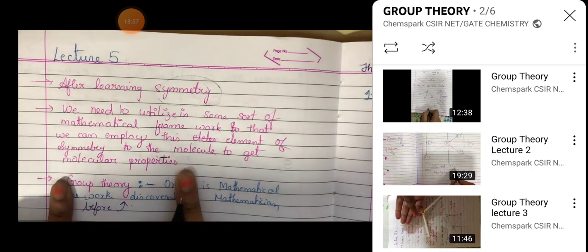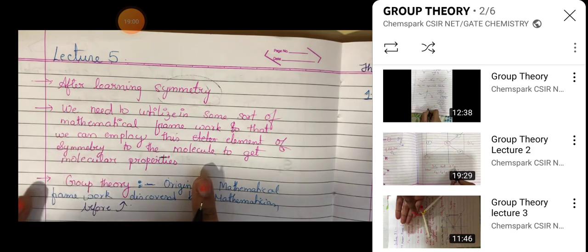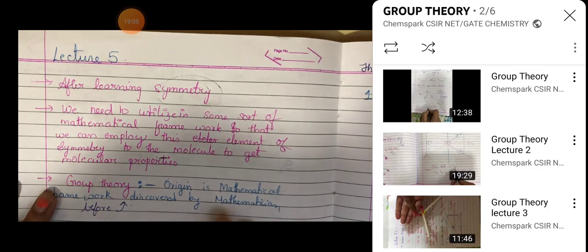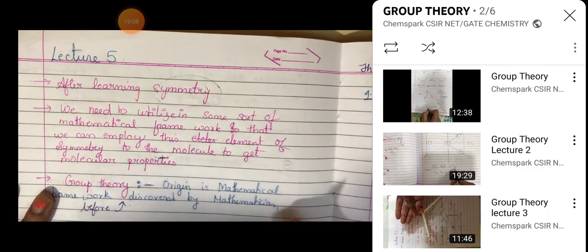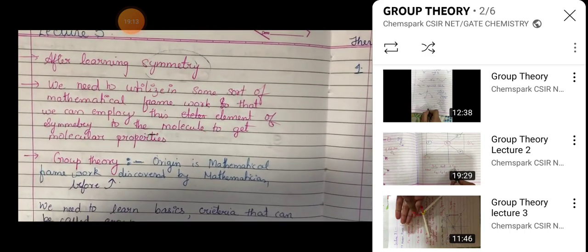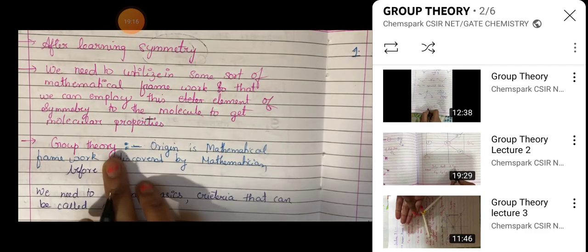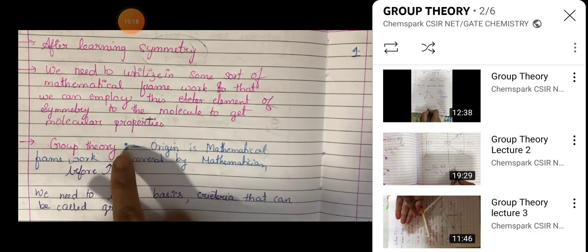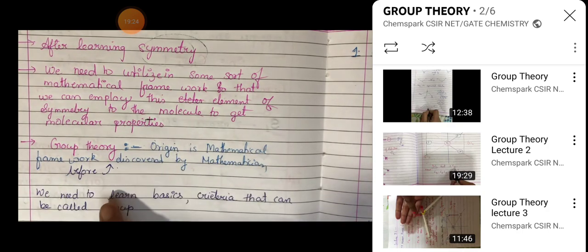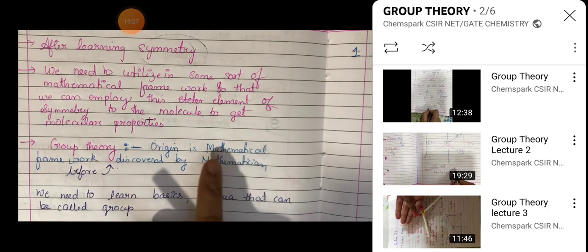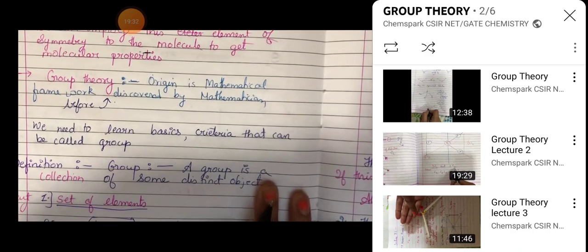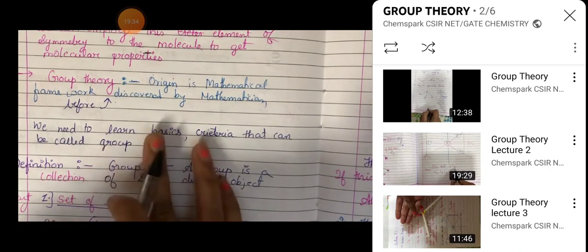But in this one, we are going to explain the development of group theory and how group theory is going to help us in determining some of the important properties of compounds. Group theory originated with a mathematician, and its origin is a mathematical framework. Before chemists used it, mathematicians used group theory in their maths. So we need to learn the basic criteria that can be called a group.